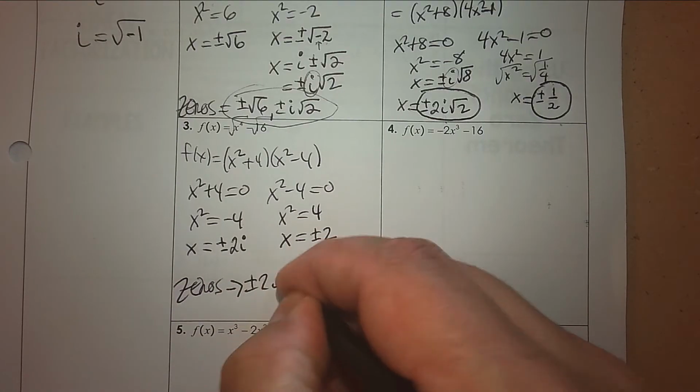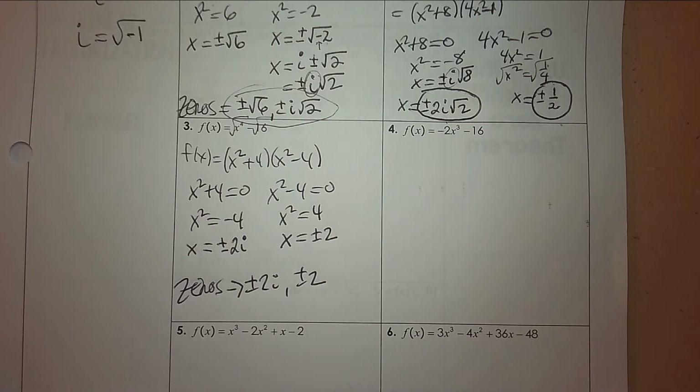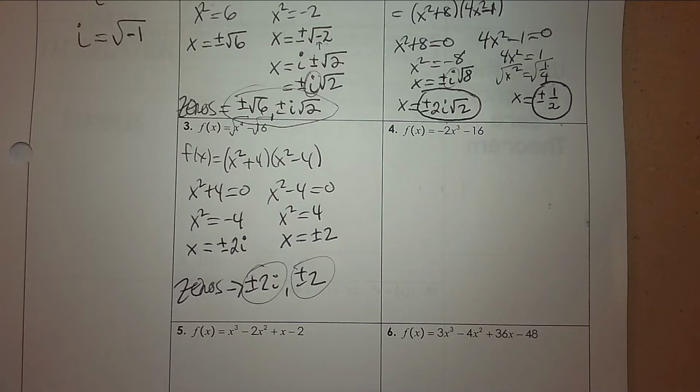Positive and negative 2i and positive and negative 2. Two are imaginary and two are rational. But they add up to 4 zeros. Each one of these numbers, if you plug it in, will give you the answer 0.